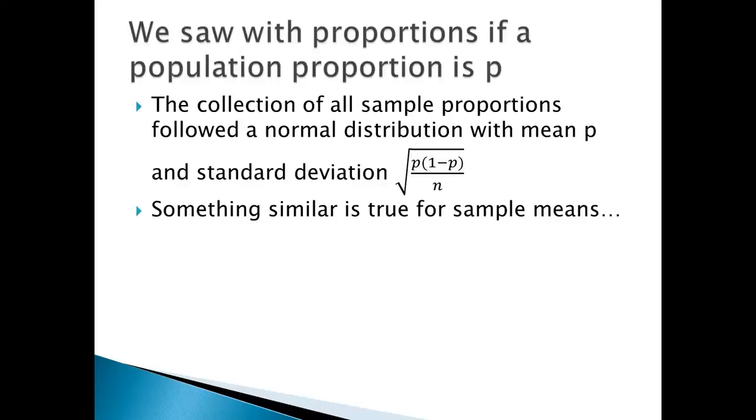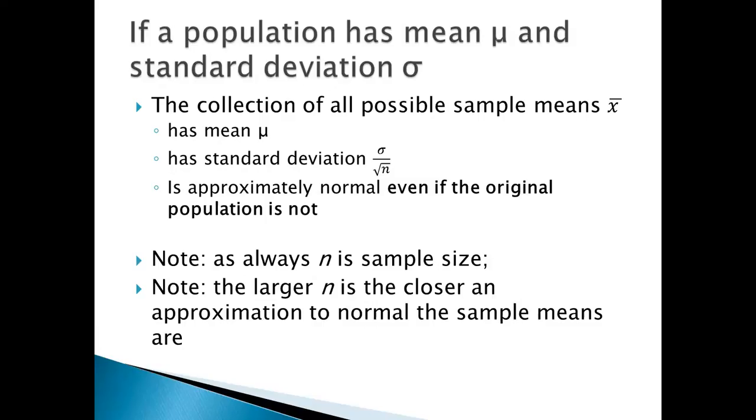Well, we saw that with proportions, if a population proportion is p, then the collection of all sample proportions was a normal distribution with mean p and standard deviation square root of p 1 minus p over n. There's variation in the sample proportions, but we can control that variation because we know what its standard deviation is. Something similar is true for sample means.